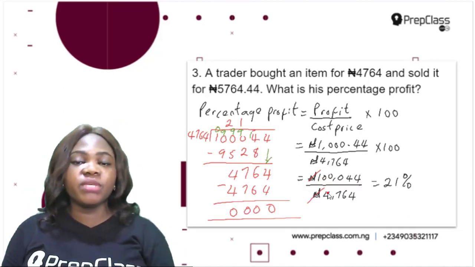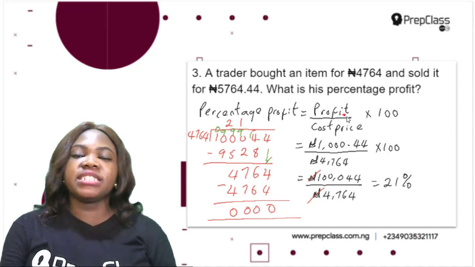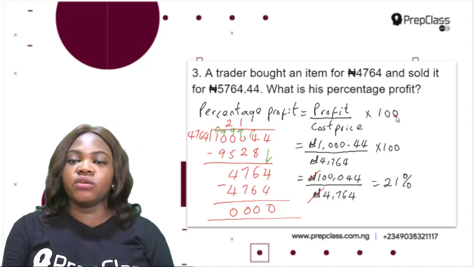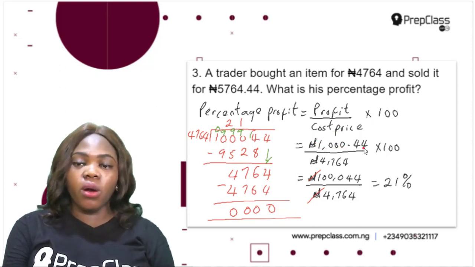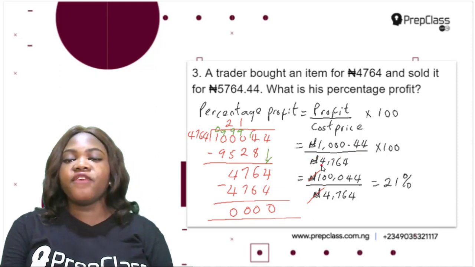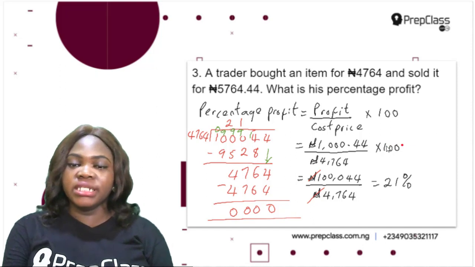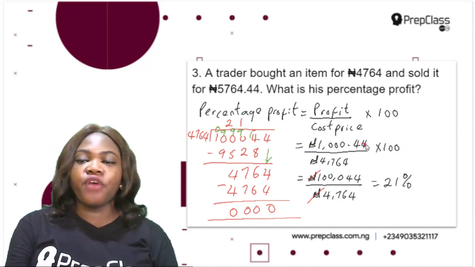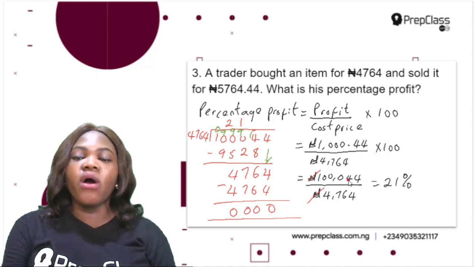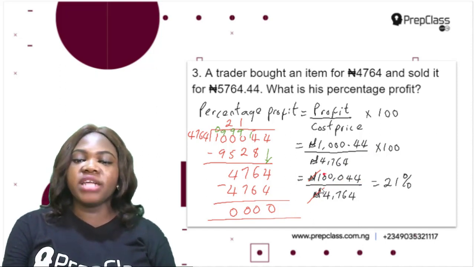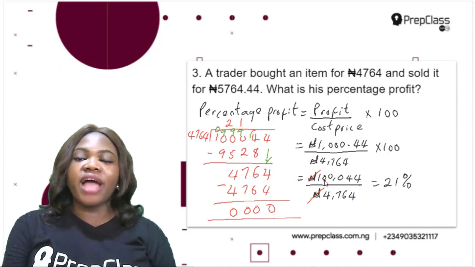Now let's find his percentage profit. So percentage profit is given by profit divided by cost price multiplied by 100. So his profit is 1,000 naira and 44 kobo divided by the cost price, 4,764 naira, multiplied by 100. So 1,000 naira and 44 kobo multiplied by 100 will give 100,044 naira divided by 4,764. Naira cancels naira.